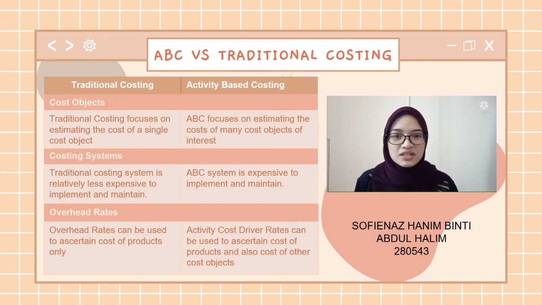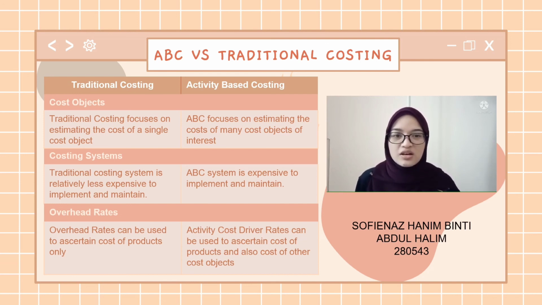After that, cost objects. Traditional costing focuses on estimating the cost of a single cost object, for example, a unit of product or service. ABC focuses on estimating the cost of many cost objects of interest such as units, batches, product lines, or customers and suppliers. Other than that, the costs of using these systems are also different.